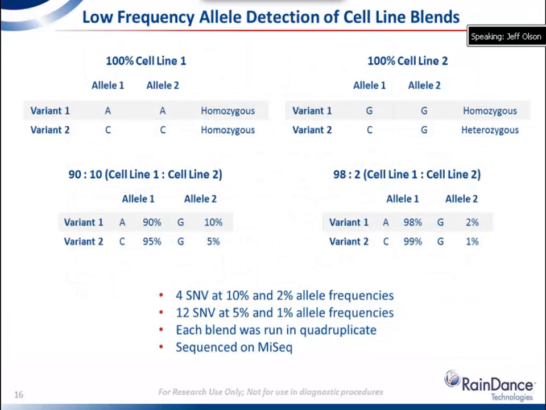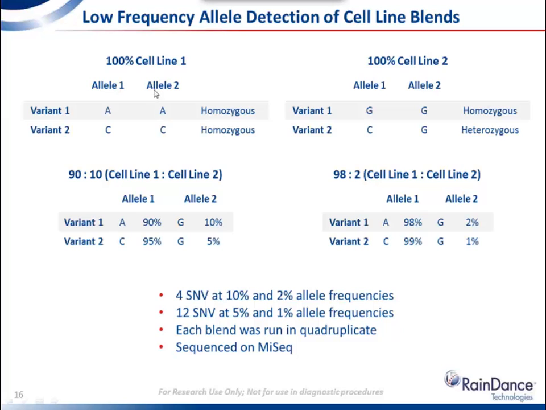So in another experiment, we created blends of DNA samples to test the ability to detect low percentage alleles with the ThunderBolts Cancer Panel. We used 2 Coriell cell lines to generate the blends. These 2 cell lines were sequenced by themselves with the ThunderBolts Cancer Panel to identify various SNVs between the 2 different cell types. The cell lines were then mixed together in blends of 90% to 10% and 98% to 2%.